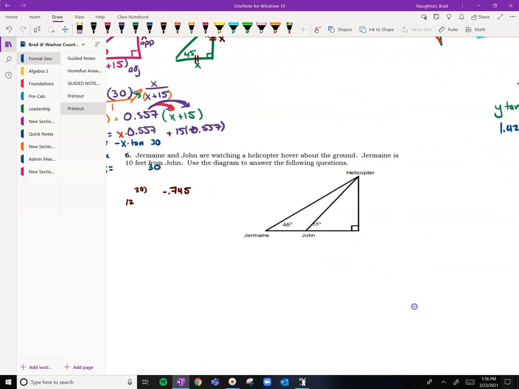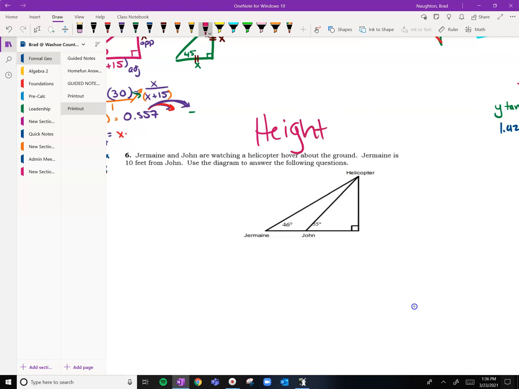So I'm going to erase. I apologize, some weird typos in this example. Just basically find the height. Find the height of your helicopter. So put your X right there. So hit pause, give this a shot, come on back, and see if you got the right answer.